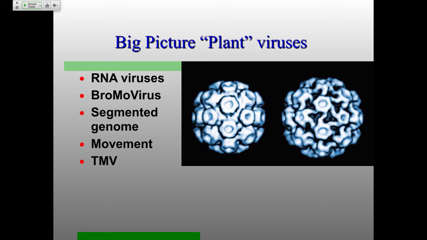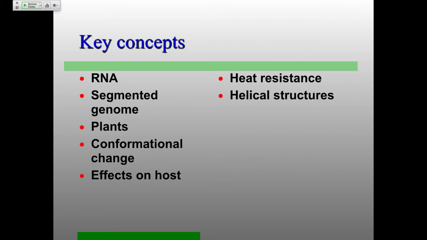And then briefly at the end we'll talk about tobacco mosaic virus. So again, some of the key concepts here: almost all RNA viruses, many of them, have these segmented genomes. Why? Probably because plants are very different on a cellular level than most animals and certainly bacteria. A number of these virions undergo some really fascinating conformational changes, and that's what I showed you on that first slide. Interesting host effects.